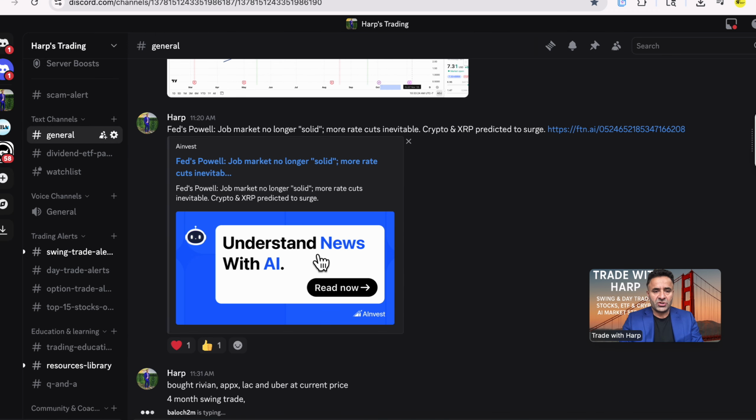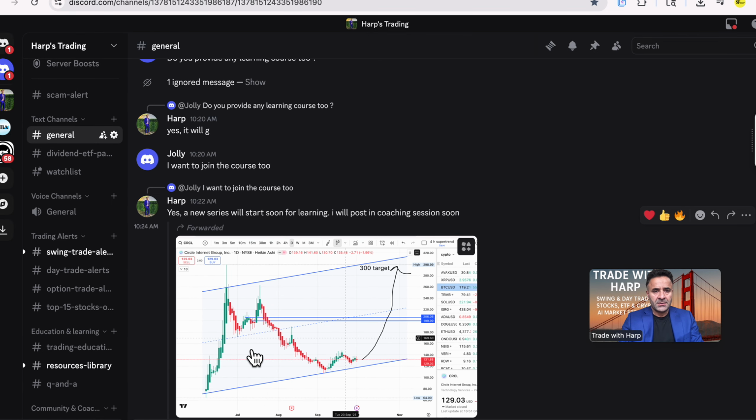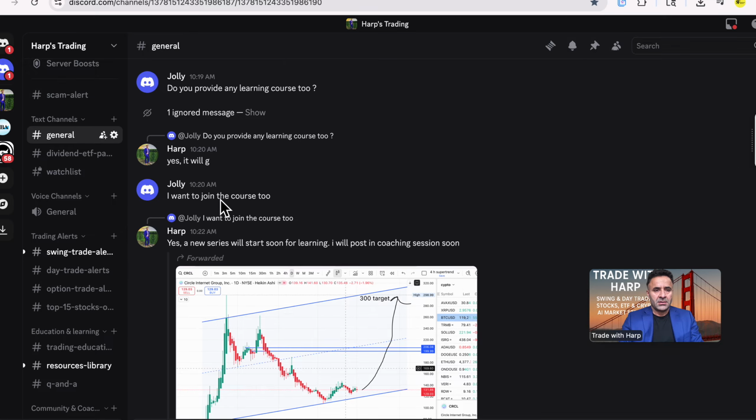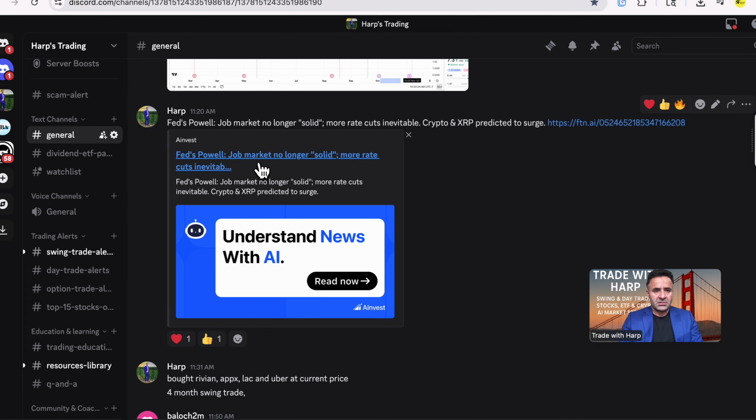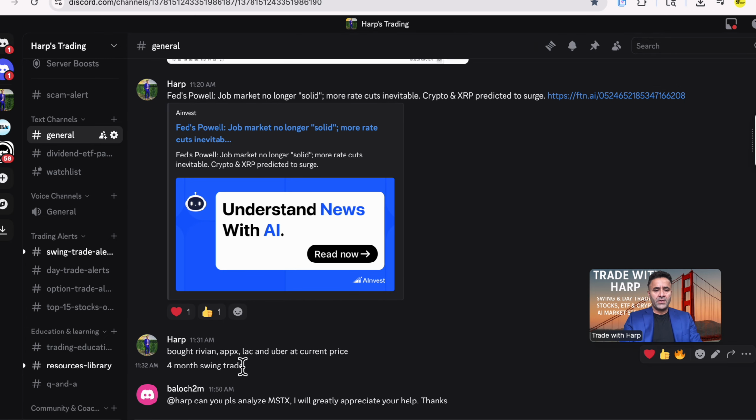Let me see the chart. Yes, so the prices I'm going to buy today: XRP, Uber, LSE, APPX. Rivian is a good time to buy right now in my opinion, and Uber at the current price.